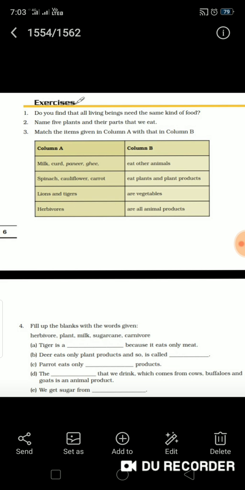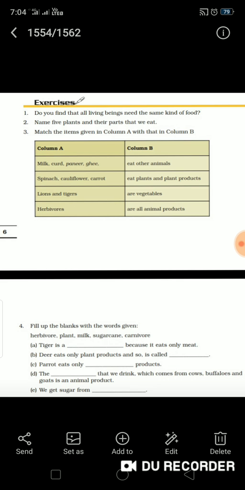Okay, now let's move to the second question. Name the 5 plants and their parts that we eat. What you have to do is write down 5 plants and their parts that we eat. We have discussed the plant sources of food, in which we read about the stem, root, flower, leaves, seeds, fruits, vegetables. So you have to write only 5.